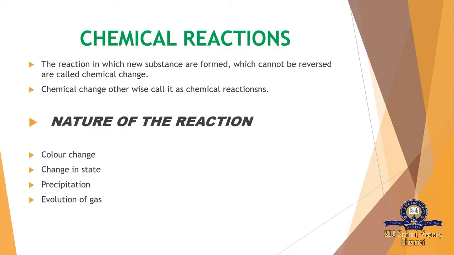So how can we know the chemical reaction has taken place? The color will change when the reaction takes place. Change in state: the three states of matter we have are solid, liquid, gaseous. The change in state takes place, and then it can form a precipitate at the end of the reaction, and then evolution of gas. When the reaction has taken place, the gas comes out from the reaction. So these are the four things by which we can identify that a chemical reaction has taken place.